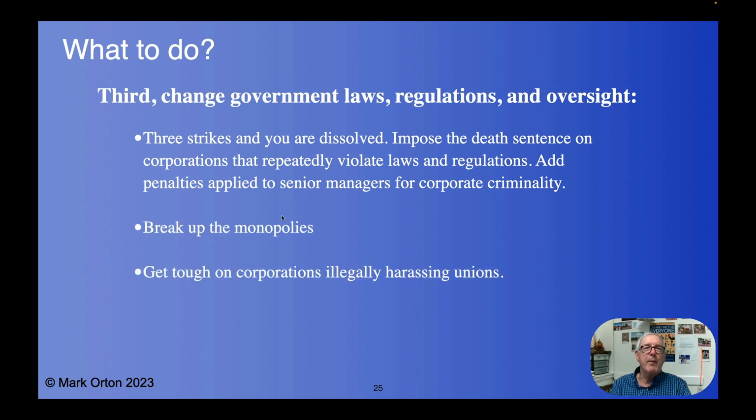Definitely, we have to break up the monopolies. This is incredibly important because the monopolies exercise all sorts of controls over both prices and the way in which their suppliers act and access to the markets for new competitors. And finally, get tough on corporations illegally harassing unions.